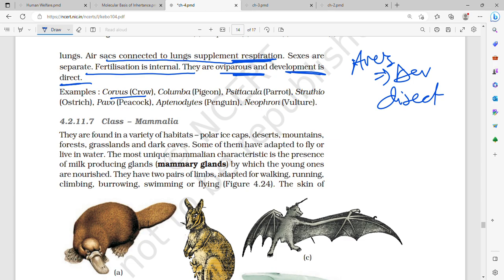Corvus, crow. Columba, pigeon. Psittacula, parrot. Struthio, ostrich. Pavo, peacock. Aptenodytes, penguin. Neophron, vulture.